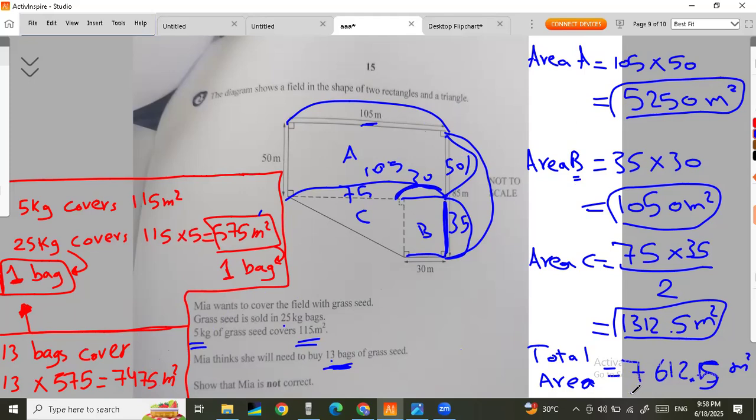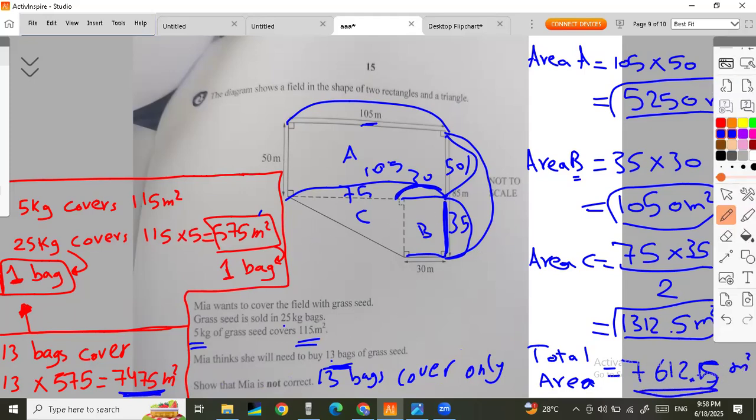When you added the three of them up, we found that we need 7,612.5. So the 13 bags do not cover the 7,612.5 meters squared. They cover only 7,475. So this can be the statement that you write at the end: 13 bags cover only 7,475 meters squared, not 7,612.5 meters squared. This is the answer to this question.